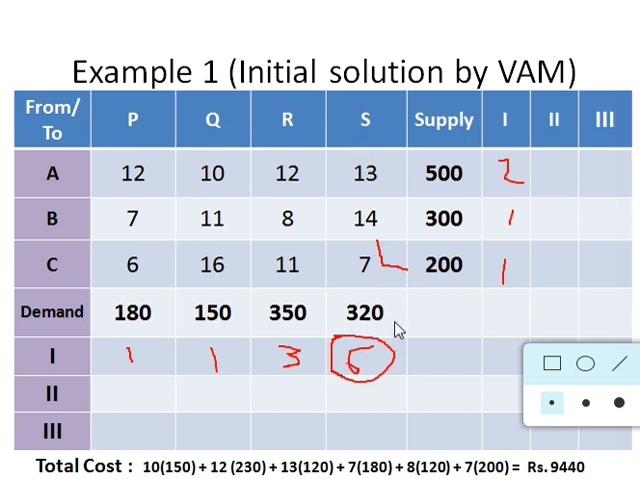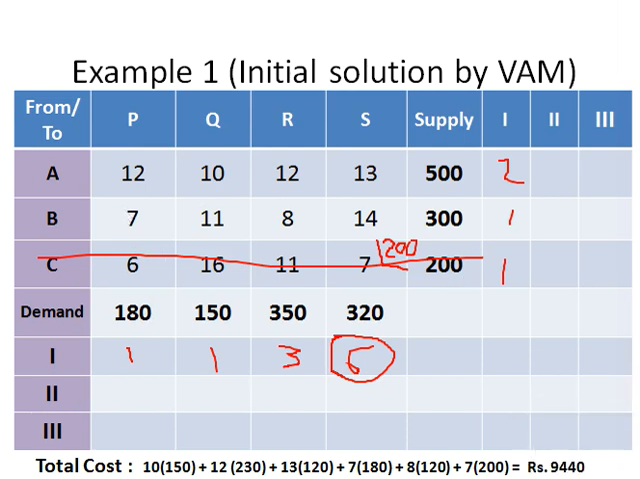Available demand is 320, supply is 200, so we can supply 200 here, and we can strike out this row. Clear? So what we are doing basically here is taking the difference of two minimum values, so that this will assign a route in such a way that, and these are indicating, a penalty of not using an optimal route.